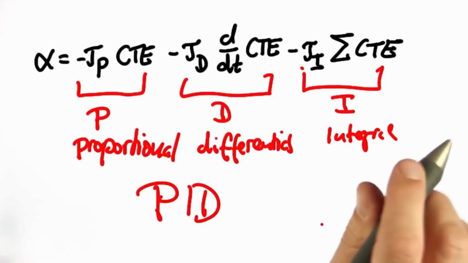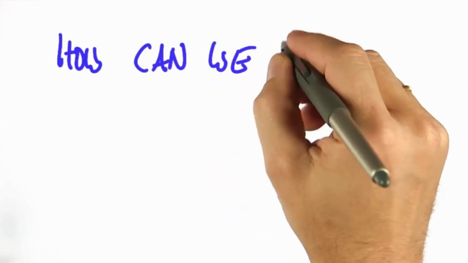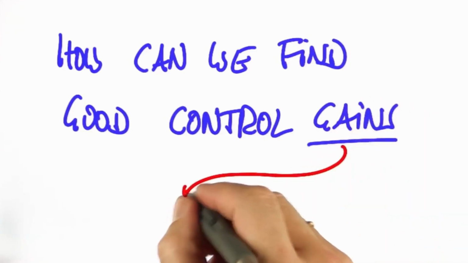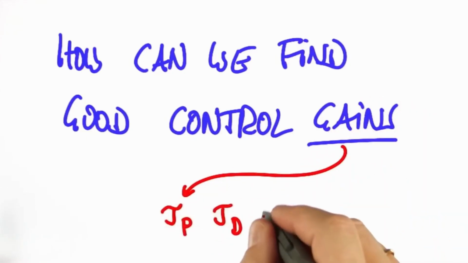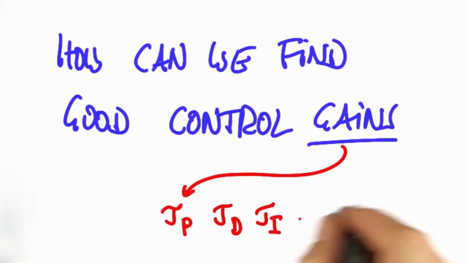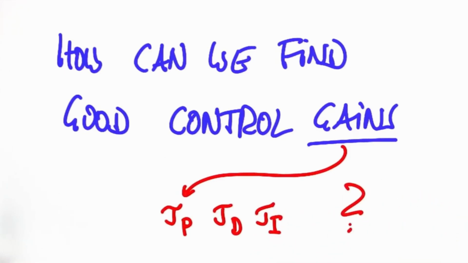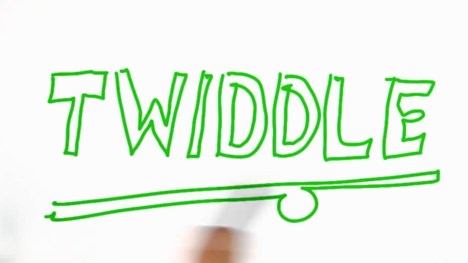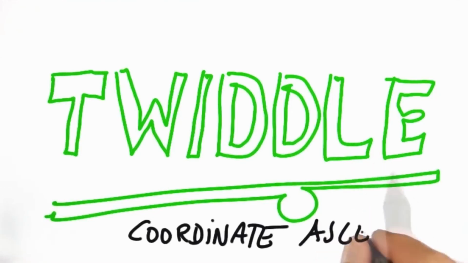Now, here's the big question for you. How can we find good control gains? Where control gains are these parameters tau p, d, and i. Now, this is my favorite part of this class. Every one of my students has made it through it, and every one of my students is puzzled why I insist on this, but when they implement it, they get to love what I'm just about to show you. The answer is called twiddle. Twiddle is my favorite algorithm that I used in my entire life.